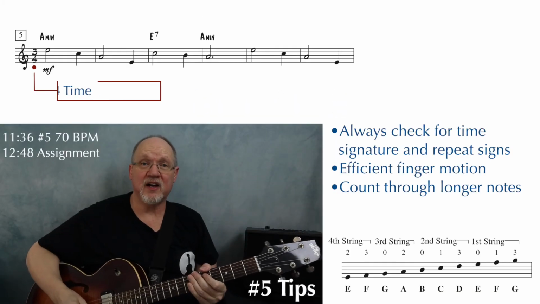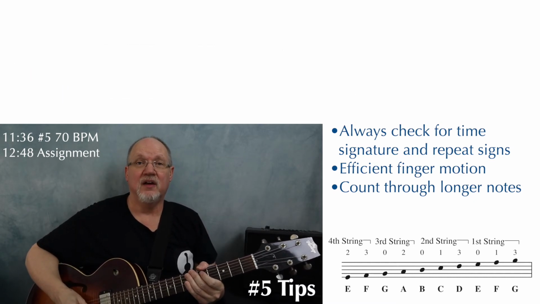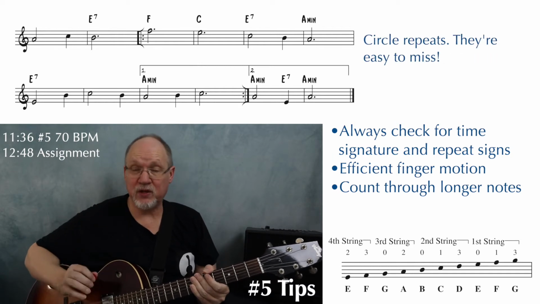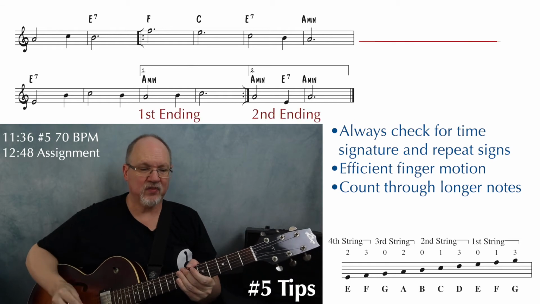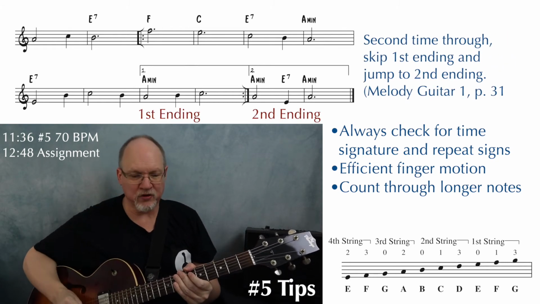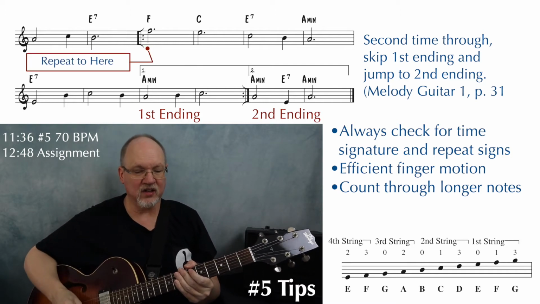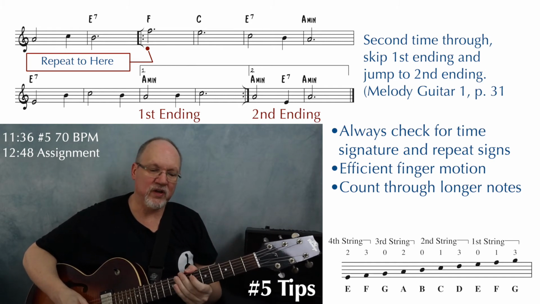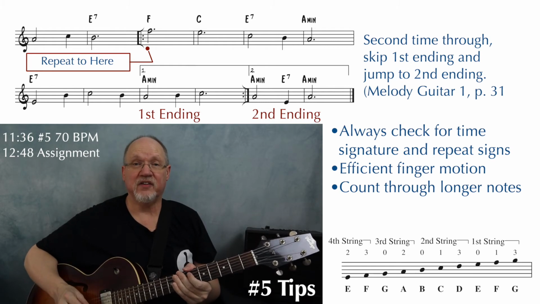Number 5 at the bottom of page 5 is in 3/4 time, so we have 3 beats per measure. You always want to make sure to look through your music for repeats. We have a repeat with the first and second ending. So notice at the last line, we have that backwards repeat with the first and second ending. That's going to take us back to the third measure of the second line. So we go back to that upper F. Remember, when we repeat the second time through, we skip the first ending, jump right to the second ending.